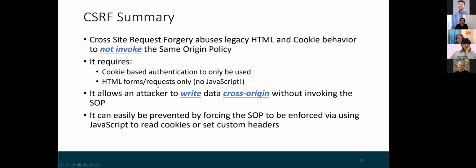So whereas cross-site scripting, I think I said in the summary, is like full read and write access, cross-site request forgery is kind of a blind vulnerability. All you can do is write data, but you can't actually do anything after that. So you're just blindly writing or changing server-side state. But it's pretty easy to prevent. You can prevent it by just using JavaScript, because then the same origin policy kicks in. Or like I mentioned, just don't use cookies at all.